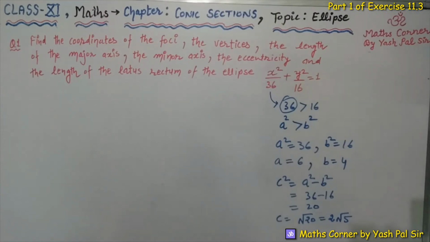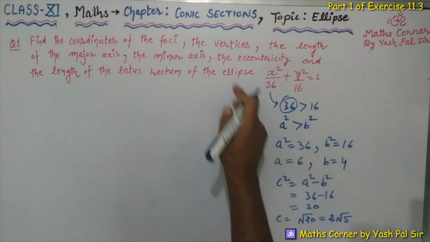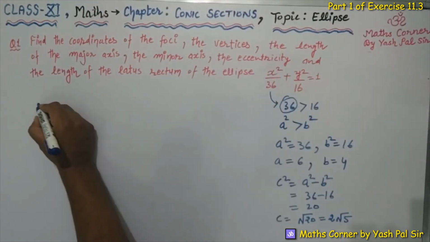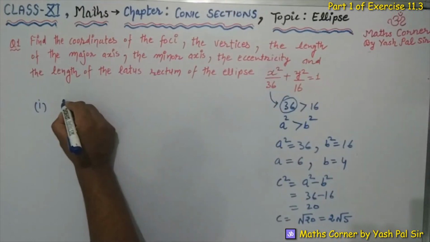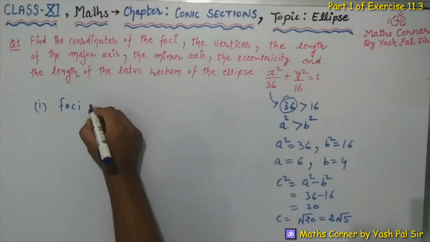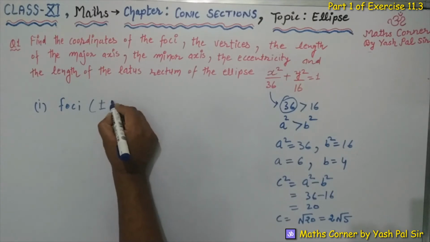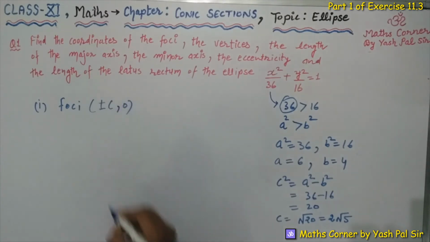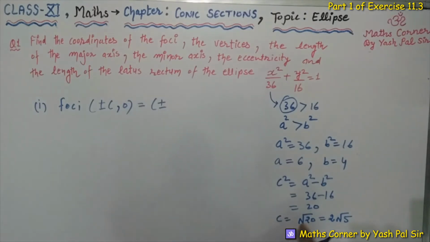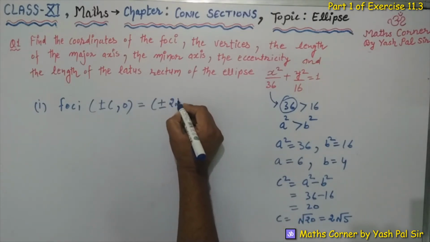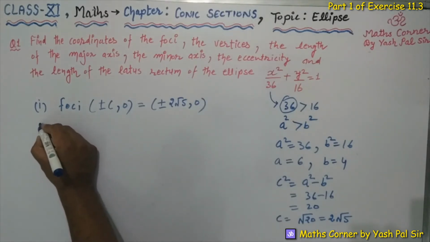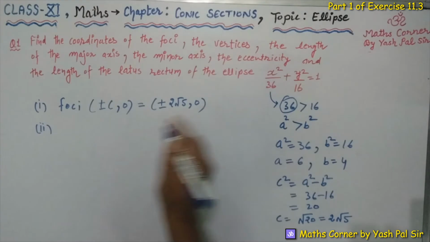Now we can find the desired quantities. Number 1, what are the foci? Foci we say plus minus c comma 0. So this becomes plus minus 2 square root of 5 comma 0. Second one, what is the question? The vertices.